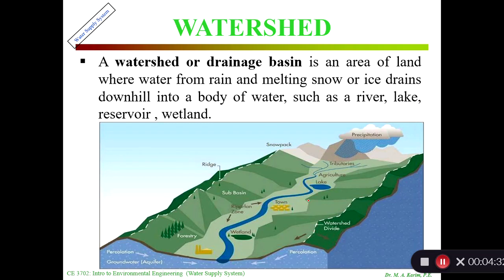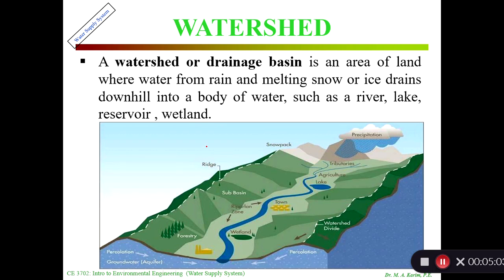Then the watershed. A watershed, or drainage basin, is an area of land where water from rain or melting snow or ice drains downhill into a body of water, such as a river, lake, reservoir, or wetland. So this dotted line shows the divide, and this is a ridge. If water falls here, it will go this way; if water falls here, it will come that way. So this is called the watershed divide. That's how we define the watershed.